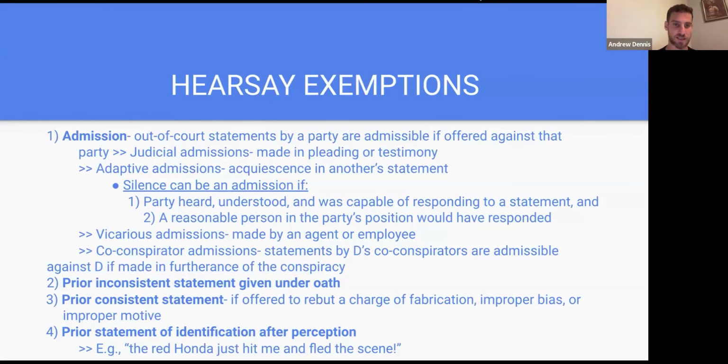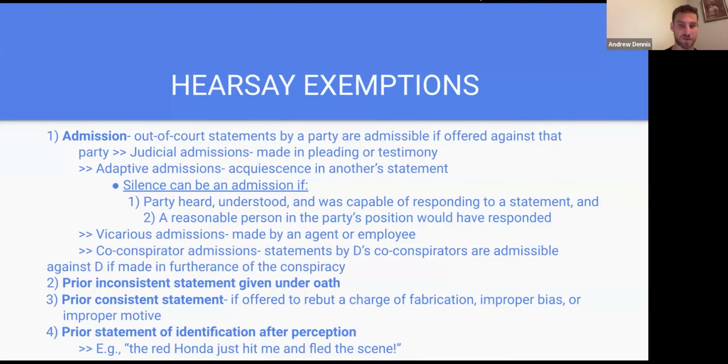So an admission, and this is tested a lot, and I'll go over this more: an out-of-court statement by a party is admissible if offered against that party. Judicial admissions are made in a pleading or testimony. Adoptive admissions are the acquiescence to another's statement. Silence could be an admission if the party heard, understood, and was capable of responding to a statement, and a reasonable person in the party's position would have responded. Vicarious admissions are made by an agent or employee, so look for that. When an agent or employee makes an admission, that one's tested a lot. And then co-conspirator admissions: statements made by the defendant's co-conspirators are admissible against the defendant if in furtherance of the conspiracy.